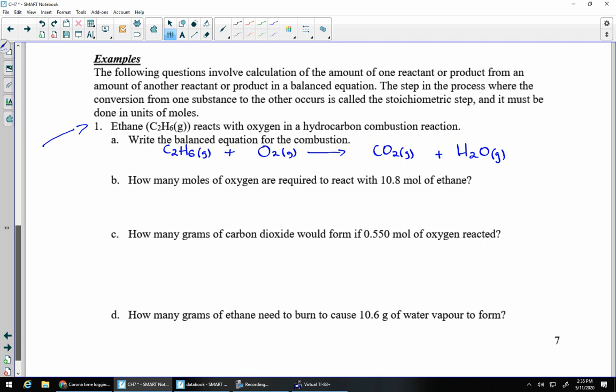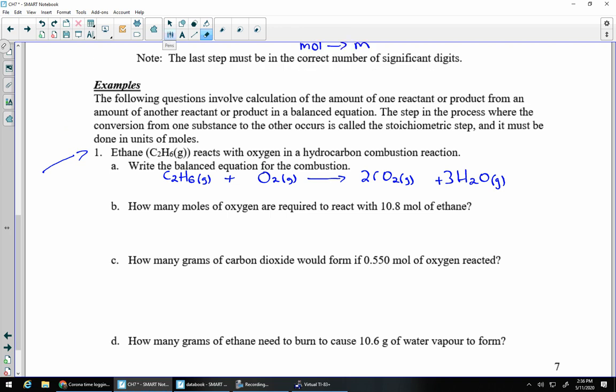So let's go through the carbons. I need 2 carbons. Okay, that's good. 6 hydrogens, I need 3 water molecules over there. So hydrogens and carbons are good. Now it's just the oxygen. So I've got 2 oxygens plus 3. That's 7 oxygens. There's nothing that I can really multiply that by, which is kind of annoying.